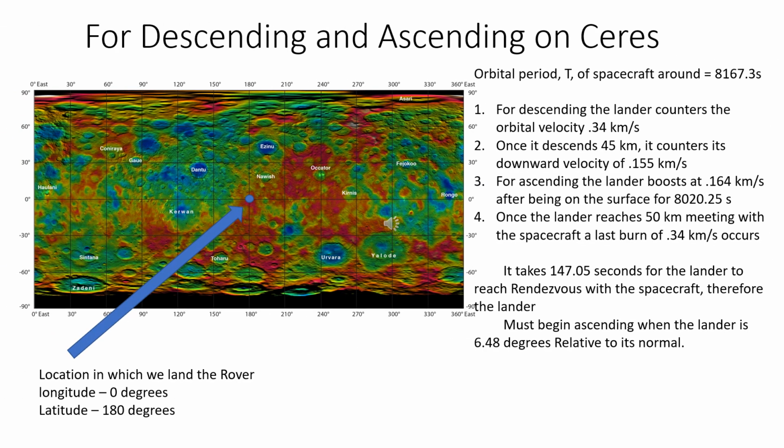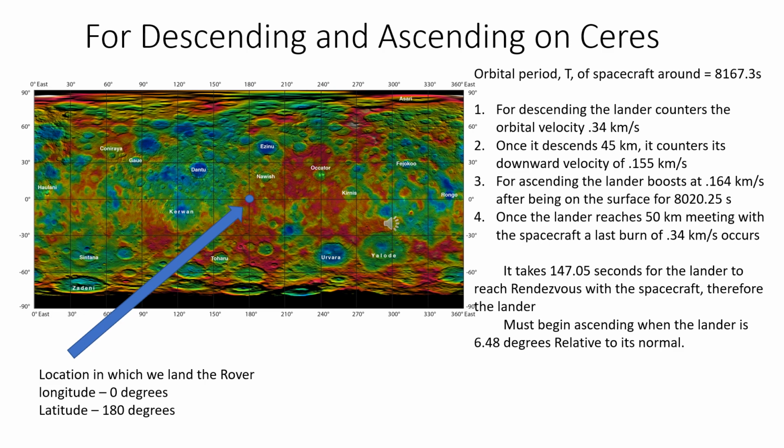For descending and ascending on Ceres, we chose to land at 0 degrees longitude, 180 degrees latitude. The orbital period for the spacecraft is 8,167 seconds. For descending, the lander counters the orbital velocity at 0.34 kilometers per second.